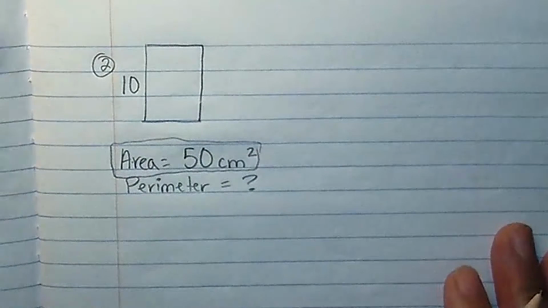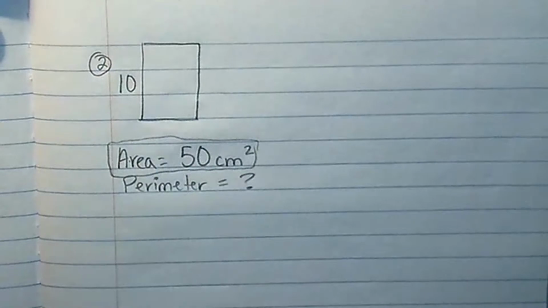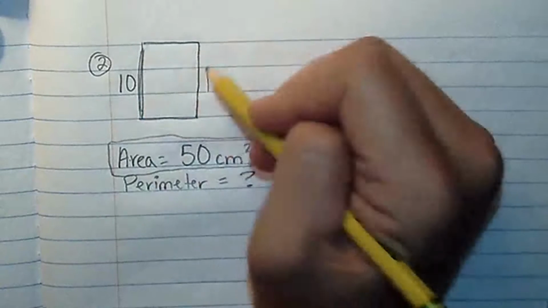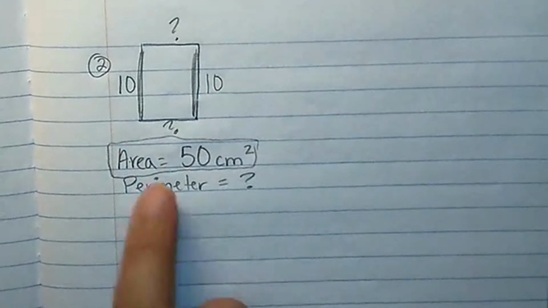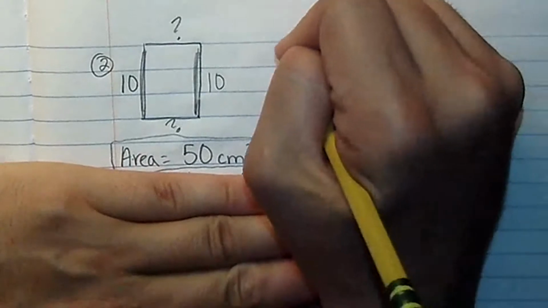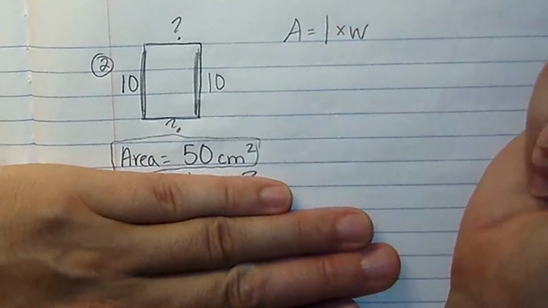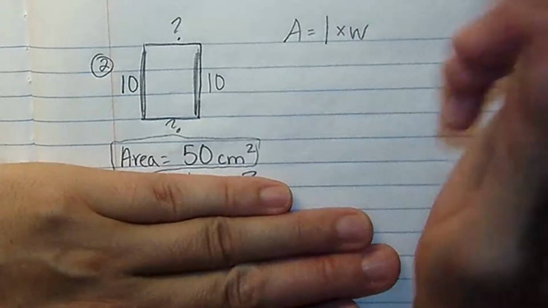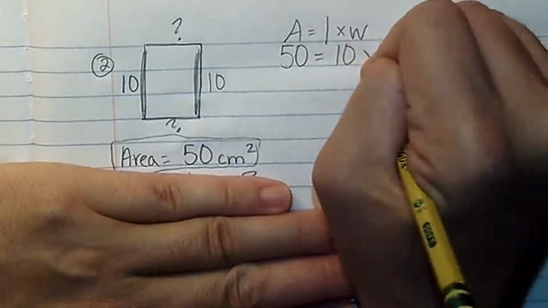Well, let's look at our shape. I know one side. Well, if I know this side, I know another side, don't I? Yeah, I know this side over here. All right, so we know this side, and I know this side, but I don't know the top or the bottom. Well, let's use what we do know. We do know the area, so let's not worry about the answer right now. Let's write the area formula. Area equals length times width. Do I know what the area is? Yes, it's 50. 50 equals 10 times the width.